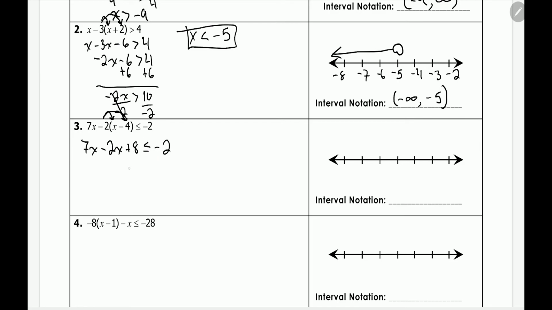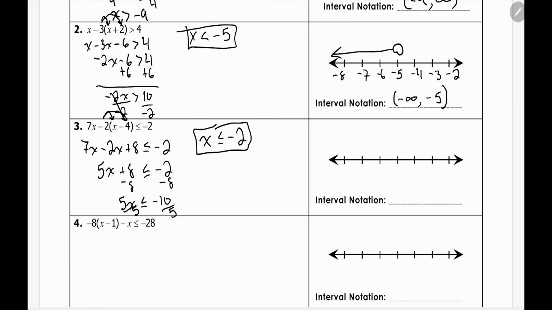Let's start combining like terms. So we have 7x minus 2x, that's 5x, plus 8, less than or equal to negative 2. Subtract 8 from both sides. We have 5x is less than or equal to negative 10. Divide by 5. We have x is less than or equal to negative 10 divided by 5 is negative 2. Alright, so this is our answer.